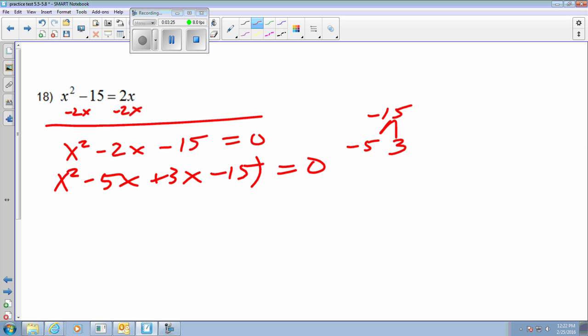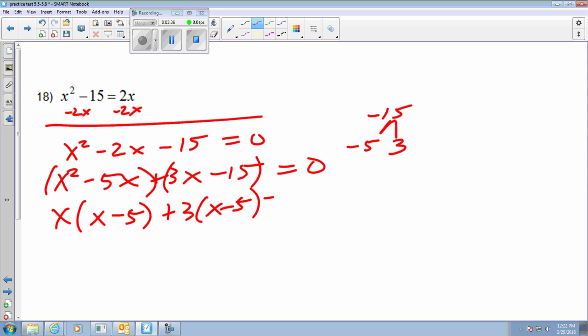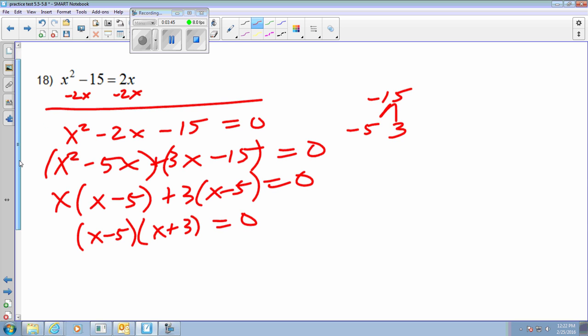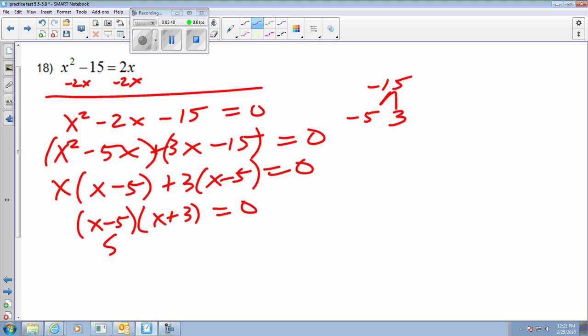And I do it by grouping. Greatest common factor of my first group is x, leaving me with x minus 5. Pull out a 3, leaves me with an x minus 5. And then I regroup it as x minus 5 and x plus 3 equals 0. And because it says equals 0, we need to go that one step further to get it in the fancy bracket. 5 minus 5 gives me 0. Negative 3 plus 3 gives me 0.